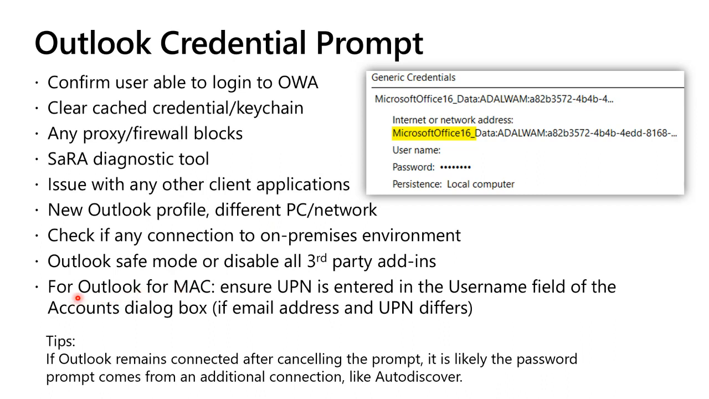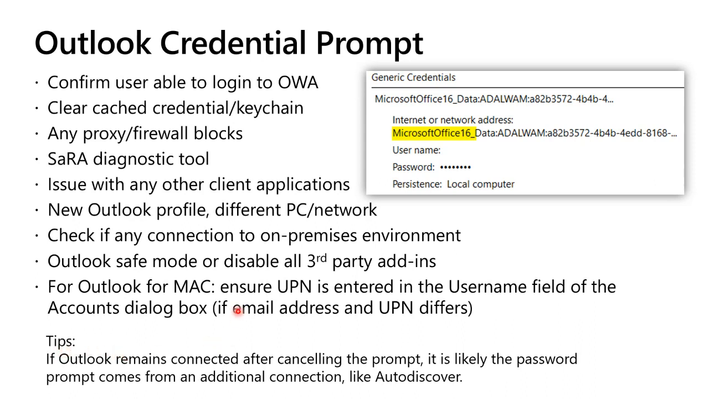And then for Outlook for Mac, we could ensure the UPN is entered in the username field. If the email address and the UPN differ in some environments, we could see if the user has entered the UPN, the user principal name, in the username field of the accounts dialog box when creating the profile.